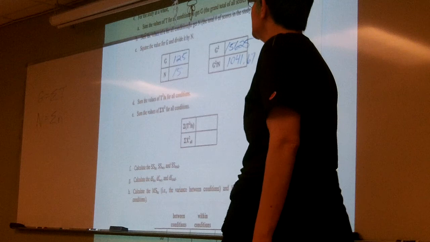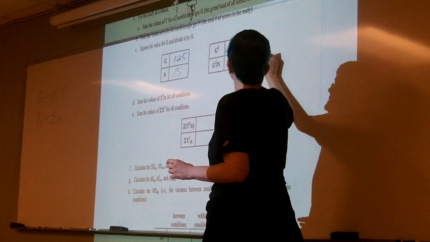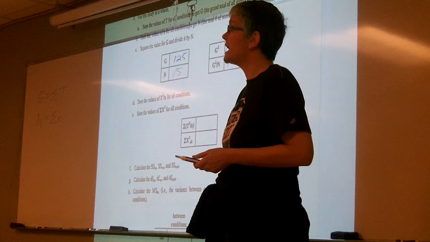Okay. Now, we've pooled things. We're going to end up using this value, G squared over N, a bunch. All this work was to help us get this value, which we're going to use in several calculations coming up. Next, we need to pool a couple other things. First, what we need to pool is our T squared over n. So I want you to sum the T squared over n values for all the conditions.